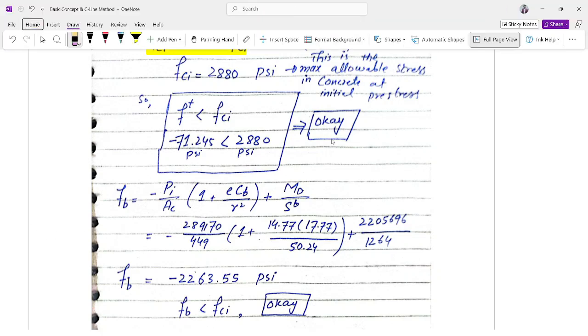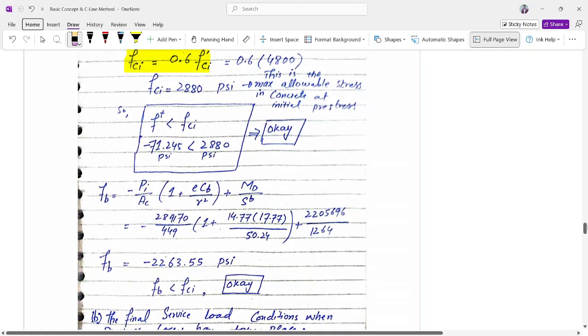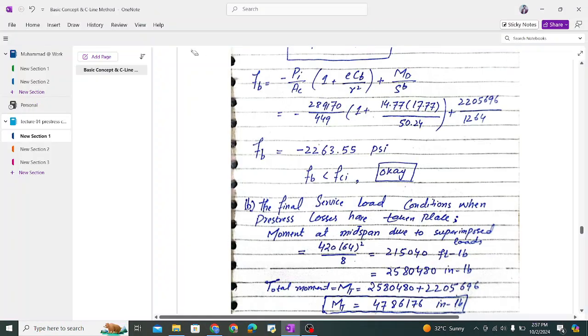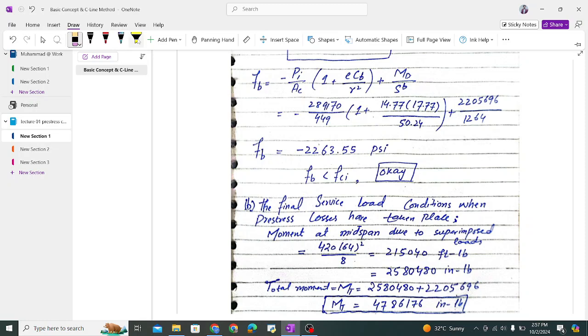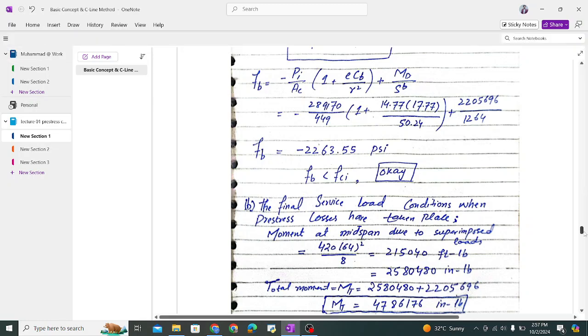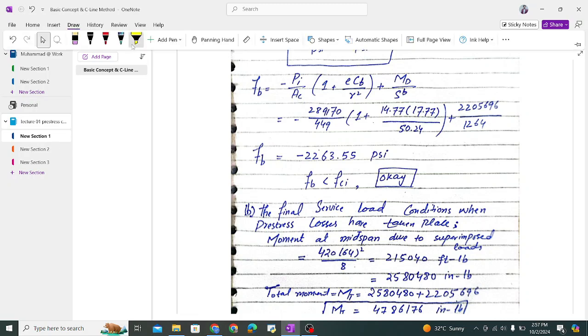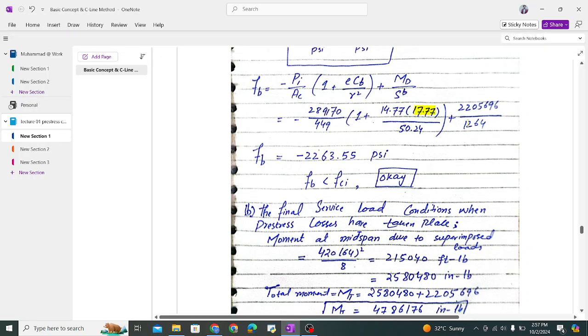Here we just apply a check, and after that we will calculate FB. FB is the stress at the bottom fiber. Just the changes will be: SB will change, and CB will change. There will be just two changes, like just highlight this and this. This is how we calculate. And yes, the formula is also changed a little bit.